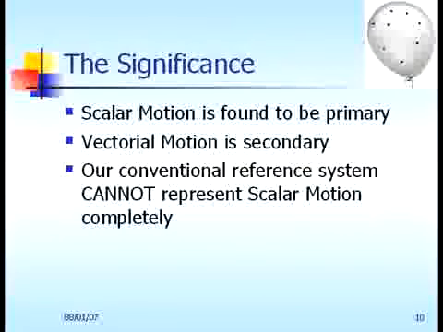The significance of all this is that scalar motion is found to be primary. Vectorial motion, what we normally measure, is secondary. Our conventional reference system cannot represent scalar motion completely.